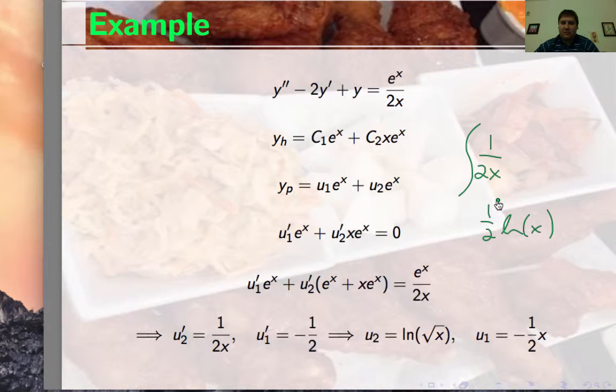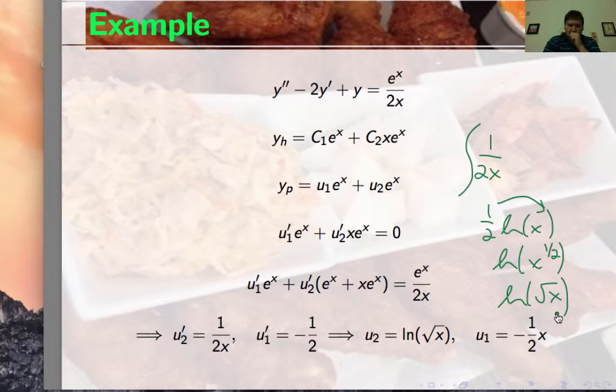But the 1/2, you remember your log properties, can go inside as an exponent. So this becomes ln of x to the 1/2, which means ln of root x. That's some fancy algebra and precalculus action going on there. So u2 is the natural log of root x. u1 is, I mean, the antiderivative of a constant is just linear, so it's negative 1/2 x. Don't worry about putting any plus c's on the end. Just find the antiderivative with no constant term.